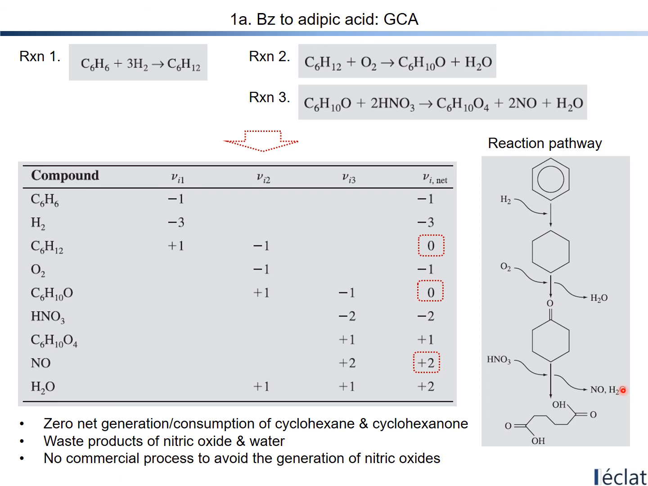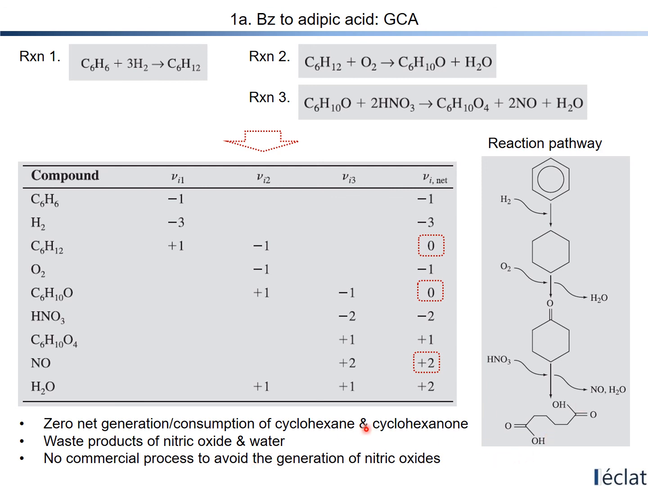So here's the summary for the understanding of this process. There is zero net generation or consumption of cyclohexane and cyclohexanone. They are intermediates. And the waste products, well, byproducts, are NO and H2O. You know, NO is not good. NO is causing the formation of micro dust, well, very small dust.